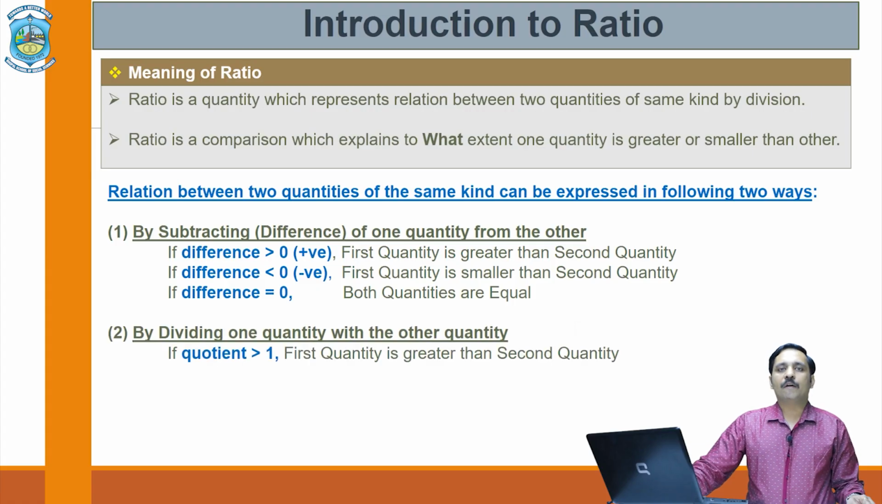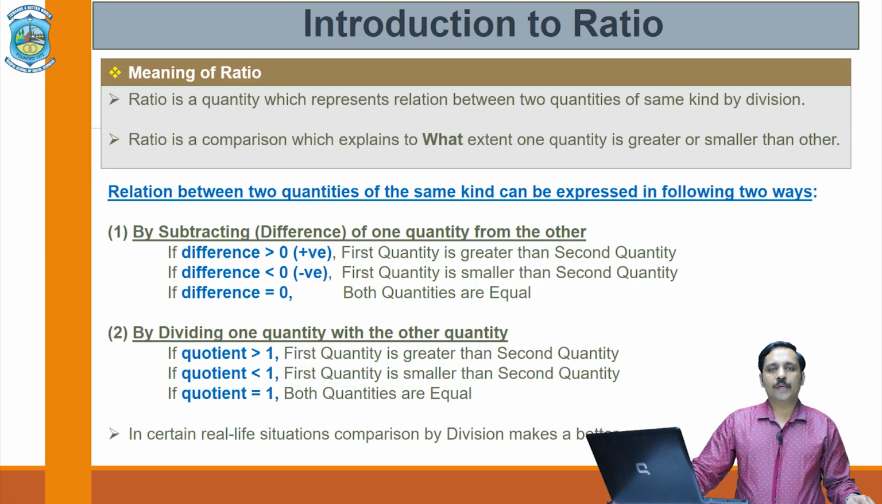Now, in the second method, we will take a division of one quantity by the other. For example, I measure the height of a person in feet and I can also measure the height of a building in feet. Suppose the height of a person is 6 feet and the height of building is 60 feet. Now, if I divide the height of a person by the height of a building, my answer is 1/10. So I conclude that the height of a person is 1/10 the height of a building.